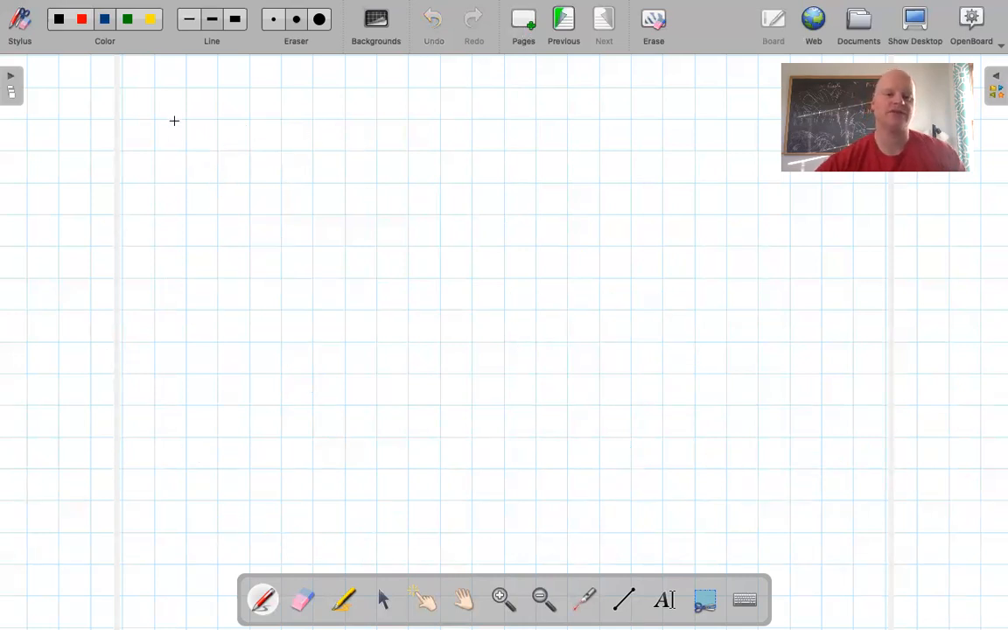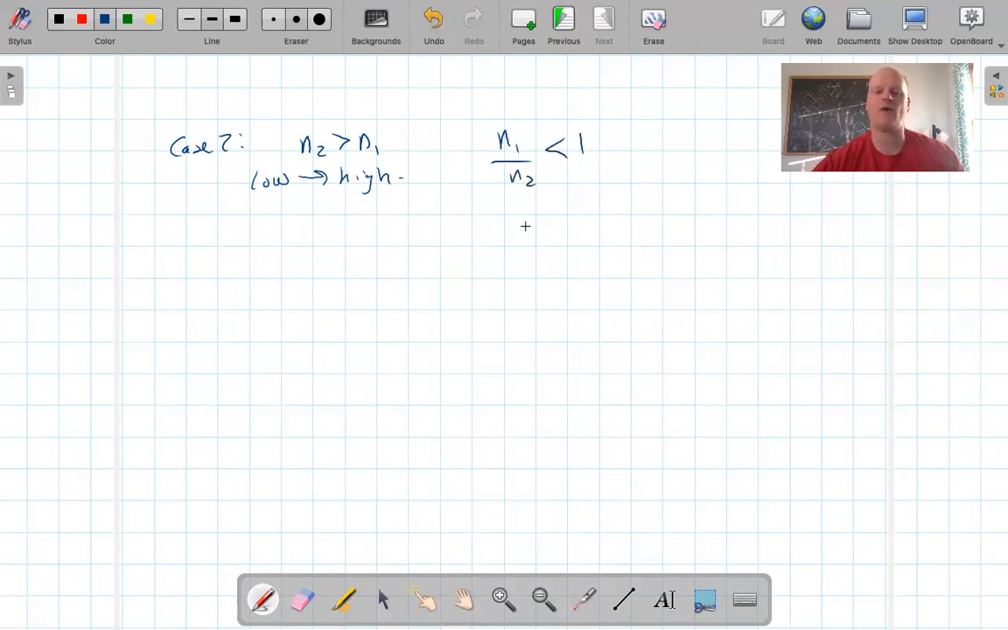As opposed to case 2. In this case, let's say that n2 is greater than n1, meaning it's going to go from a low index of refraction to a high index of refraction. So I'm going to go from low to high in this case, meaning that n1 divided by n2 is going to be less than 1.